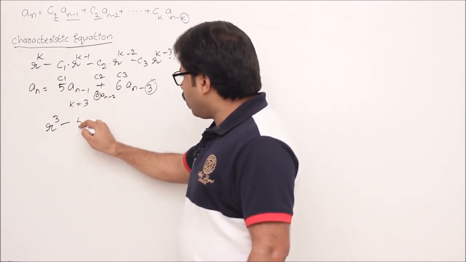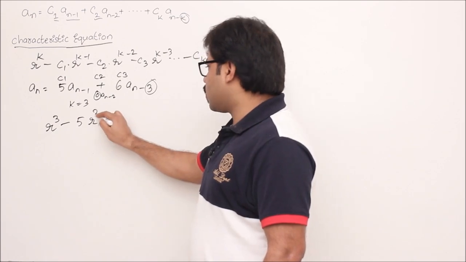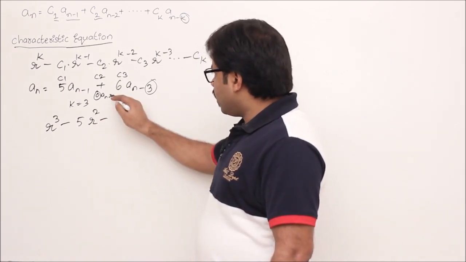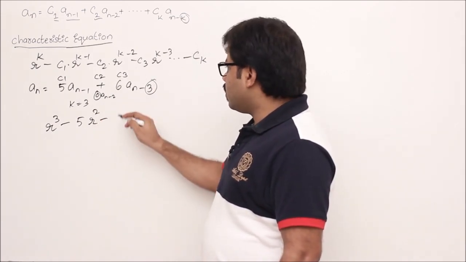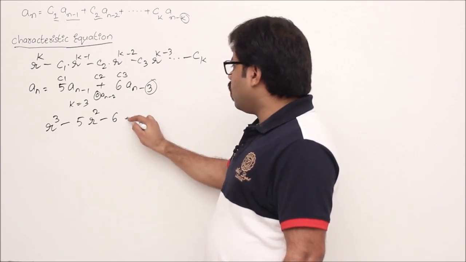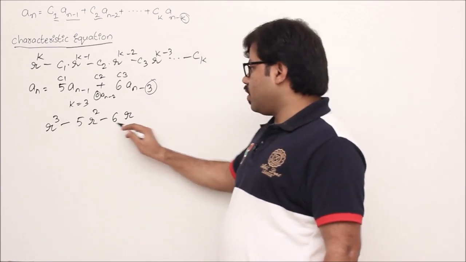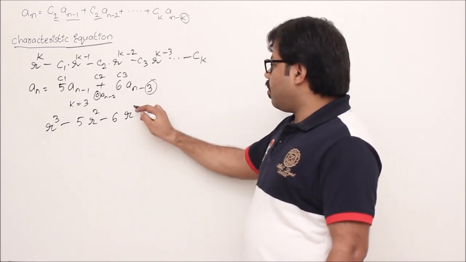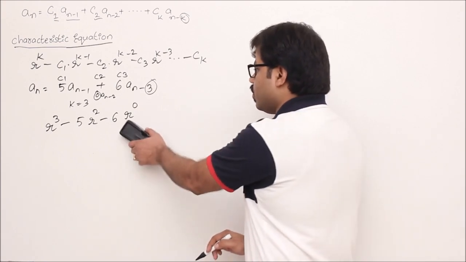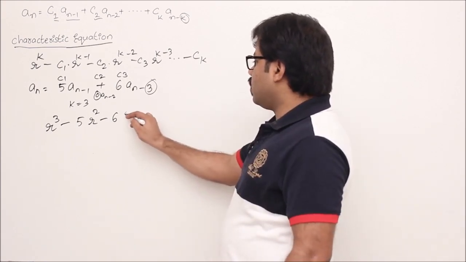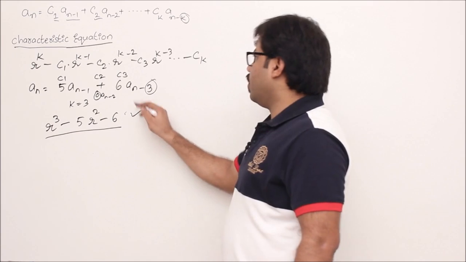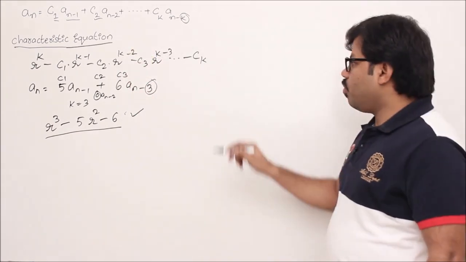c1 is 5 into r power k minus 1, r square, minus the second one, 0 into anything, is 0. After that, minus 6 into r power, this time k minus 3, right? K minus 3 is nothing but 0, r power 0, which is nothing but 1. So this is the characteristic equation for this problem. So we will see one more example.